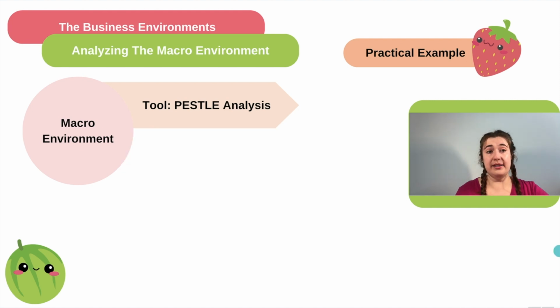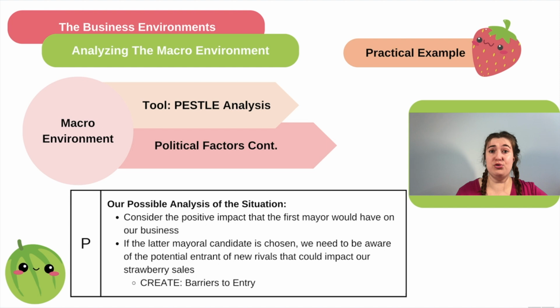Well, if we look at it like this, our possible analysis of the situation is that if the first mayor is chosen, it could be really good for us. We can use that for our marketing advantage, because people who are supporting that candidate are interested in small local business, perhaps. That means we can draw in more customers and really play to that strength we have of being a local, organic, small farm. But if the latter mayor is chosen, we need to be aware that we are going to be facing new competition and bigger competition, perhaps, even at a small local farmers market.